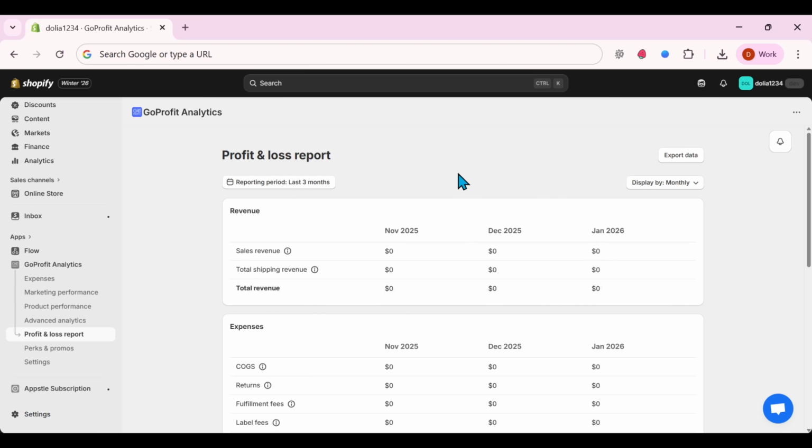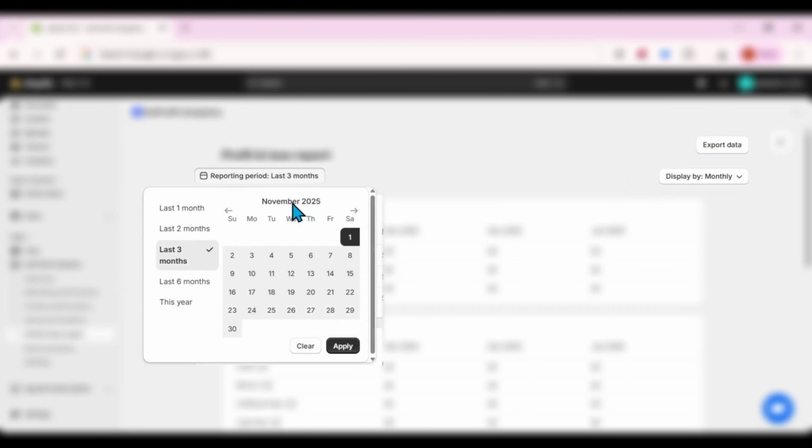At the top, you can set the reporting period. By default, data can be displayed by monthly or yearly view. You can also use the Export Data button to download the report for further analysis.